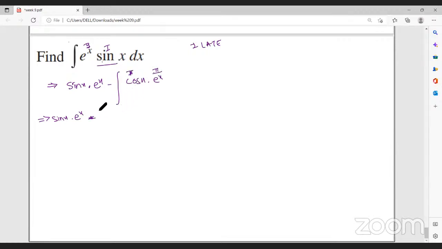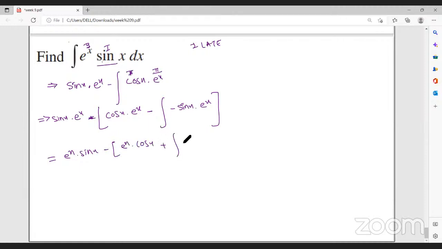Okay. So now what I will do, cos x into the integral of the second function, that is e to the power x only, minus the integral of the derivative of cos x, that is minus sin x, into the integral of the second function, that is e to the power x. Right. So what I'm getting here, minus e to the power x cos x, minus will come this side, plus sin x e to the power x. See, we are getting the same integral again.